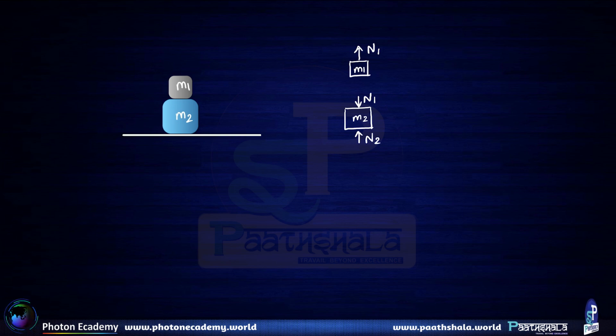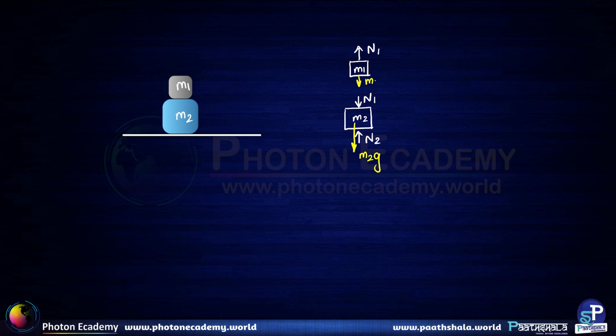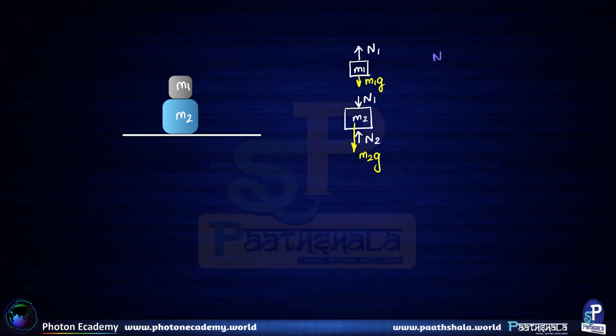Also, there is this force of gravity on the block m2, which is m2g, and of course there is a force of gravity on m1 as well, which is m1g. So considering only y direction equations and considering the fact that the blocks are not accelerating, they are currently at rest, we can write down for the block m1, N1 is equal to m1g, and for the block m2 we can write down N1 plus m2g is equal to N2.